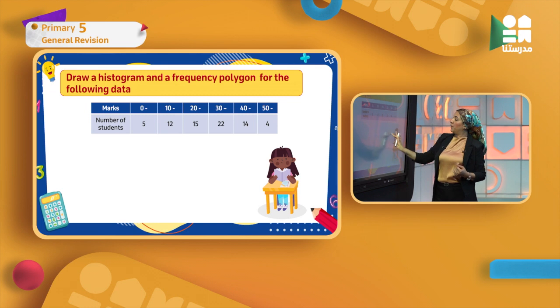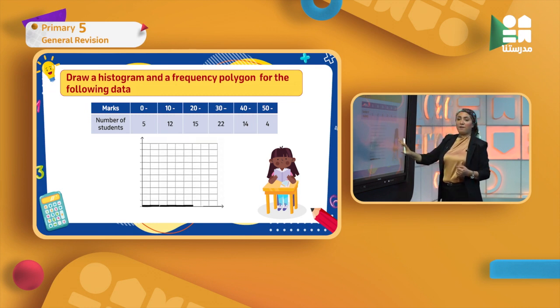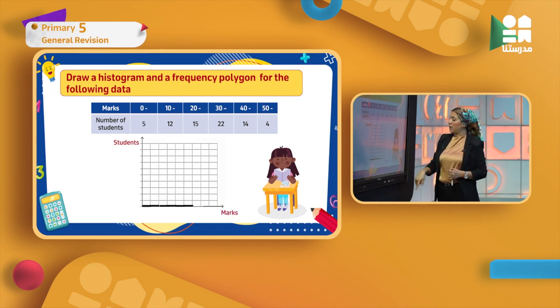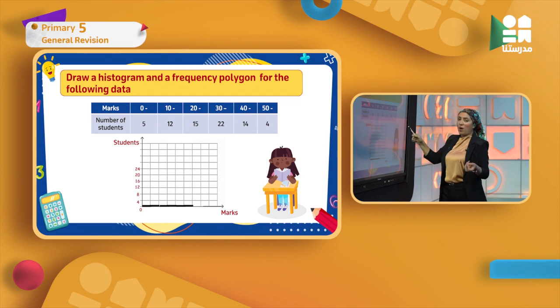So here I have my graph. I'll start first by drawing a histogram, and then I will add to it the frequency polygon. We don't start with the frequency polygon. Okay, so I have here students and here marks. I have to check first the highest or the biggest number of students who have got a certain mark.